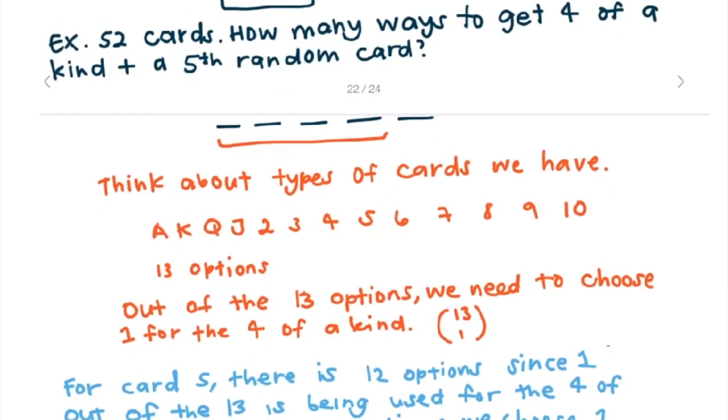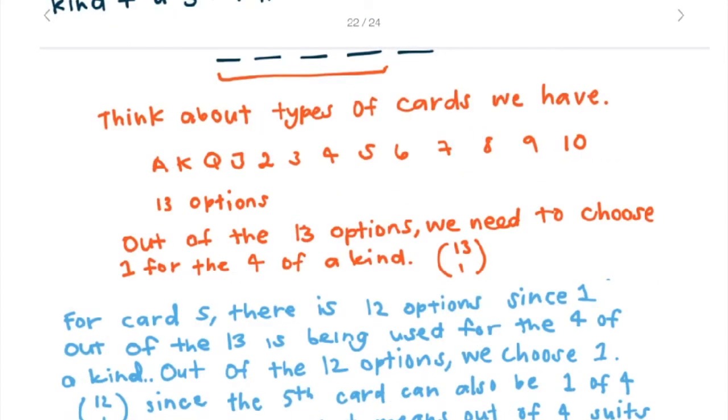It says, how many ways are there to get 4 of a kind plus a 5th random card? So since we need 5 cards, I drew out 5 lines again. And then since 4 of them are supposed to be the same, I underlined 4 of them in orange. So think about the types of cards we have. We have ace, king, queen, jack, 2, 3, 4, 5, 6, 7, 8, 9, 10. And if you count up all those options, it's a total of 13 options. So out of those 13 options, we need to choose 1 for the 4 of a kind. So that's 13 choose 1.